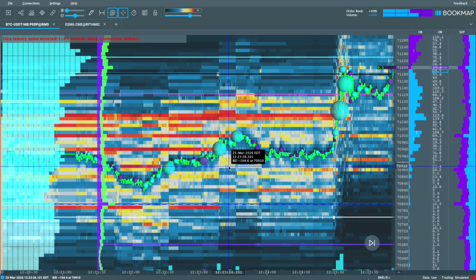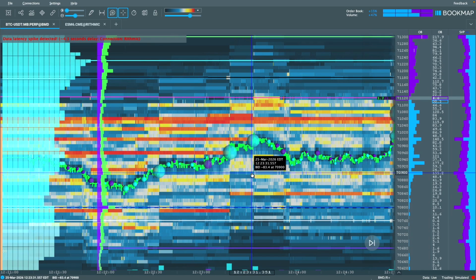But what about these? Because you have 200 contracts right here. This was only 179. You have 195, 180, 222 contracts right here, but this was 114. And you can hover over it and see exactly what your bid and ask was at the level. So let's dig into this a little bit more.